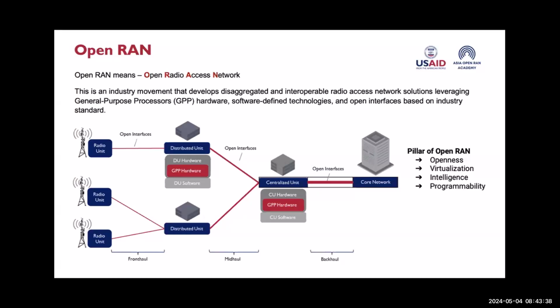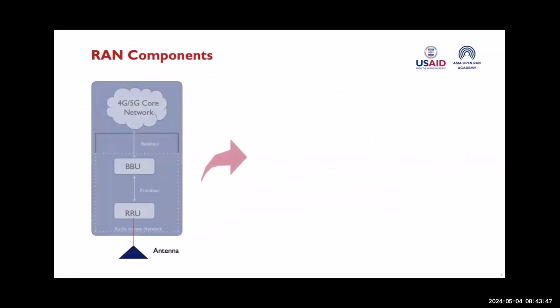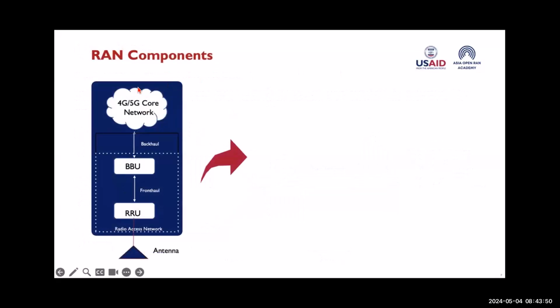So now let's see the components of the radio access network. Just to familiarize everybody again on the radio access network, you have this architecture. You have the 4G or 5G core network, and connected to your core network is the radio access network composed of the baseband unit and the remote radio unit. The connection between the BBU and the core network is called the backhaul. The connection from the BBU to the RRU is the fronthaul. And then you have the antenna.